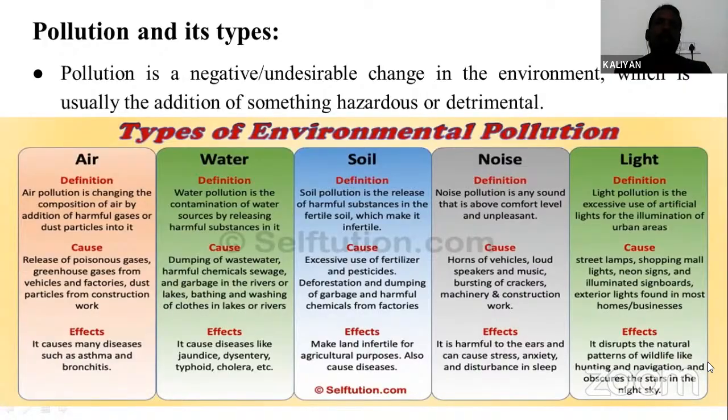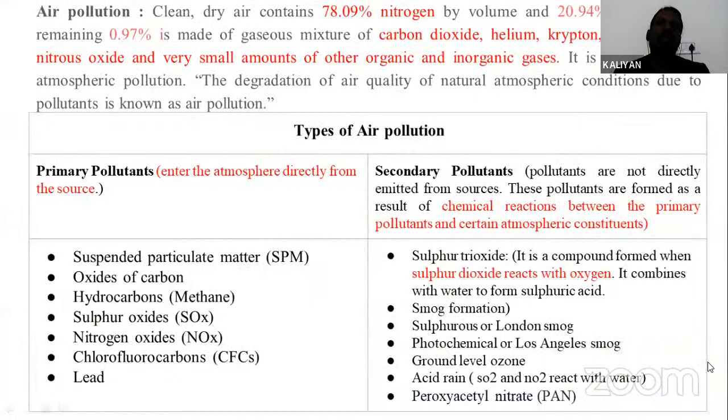We will look at them one by one. So air pollution. Clean air contains 78% nitrogen and 20.94% oxygen, and the remaining 0.97% is gases like carbon dioxide, helium, krypton, argon, xenon, and nitric oxide. So air pollution means harmful substances that degrade the air quality of the natural atmospheric condition, and this is called air pollution.